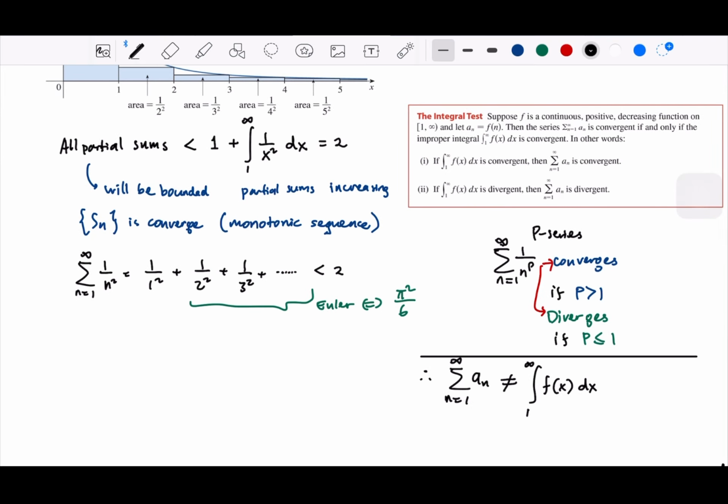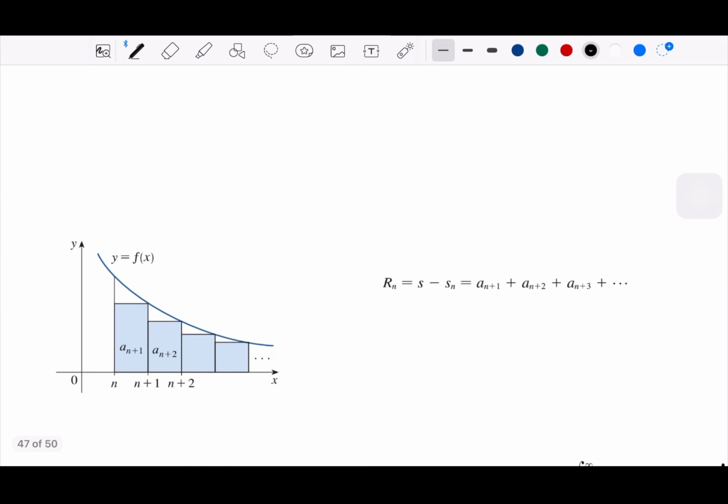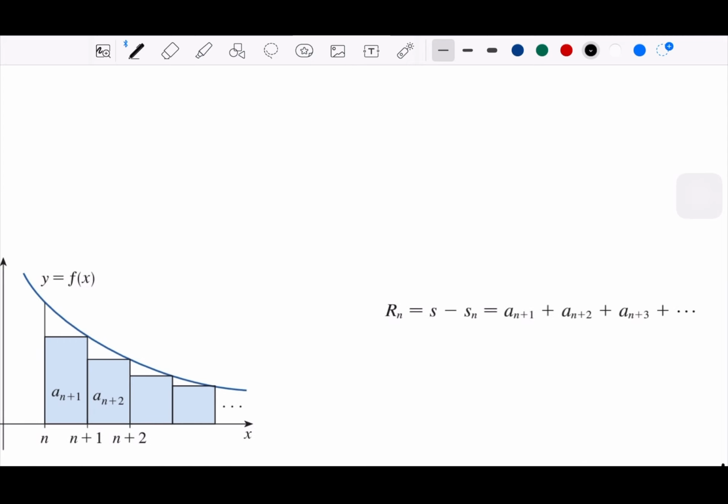Okay, next is what we have as estimating the sum. This is just an overview of what we can actually do for the integral test. If we want to know the numbers, okay, we want to know the numbers, so perhaps approximation is one way.